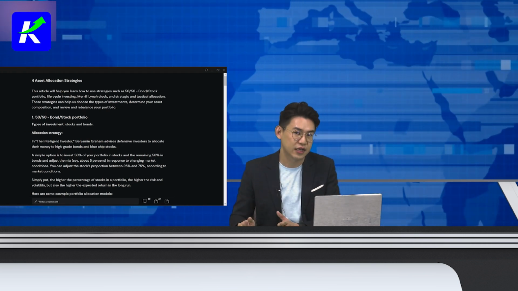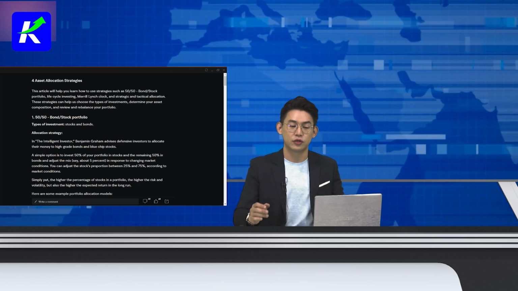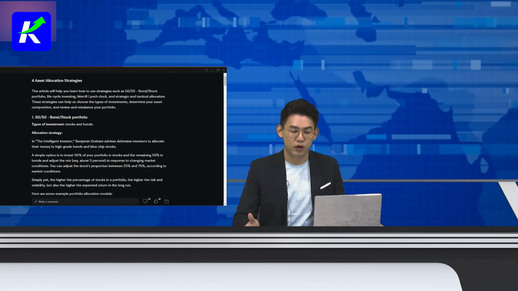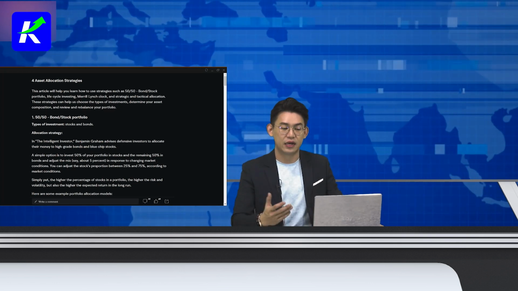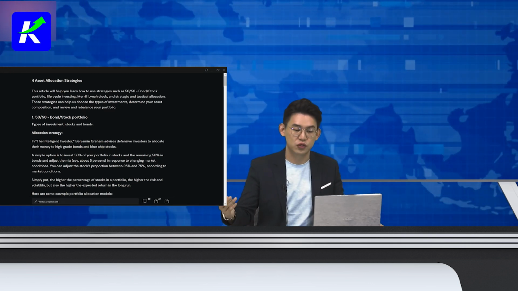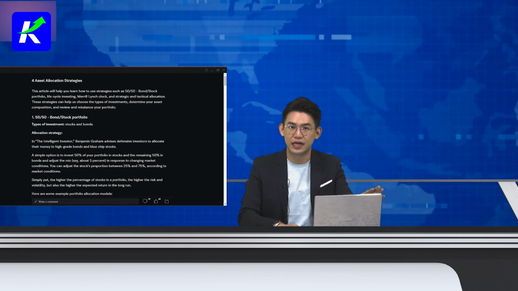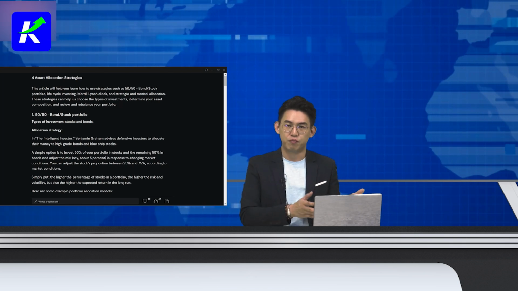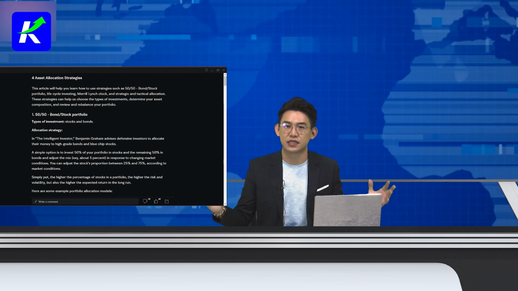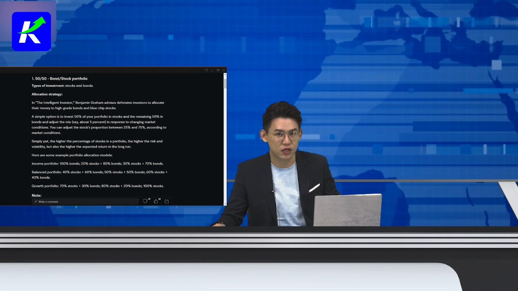It's life cycle investing with the Merrill Lynch investment clock, and also strategic and tactical allocation. These strategies can help you choose the type of investment, determine your asset composition, and review and rebalance your portfolio as well. A 50-50 ratio of bonds and stocks means that if you have 100,000, you put 50,000 into bonds and another 50,000 into stocks.